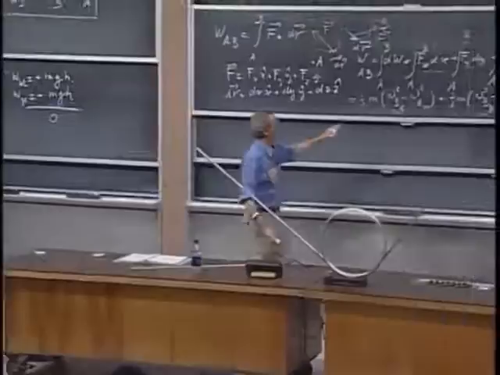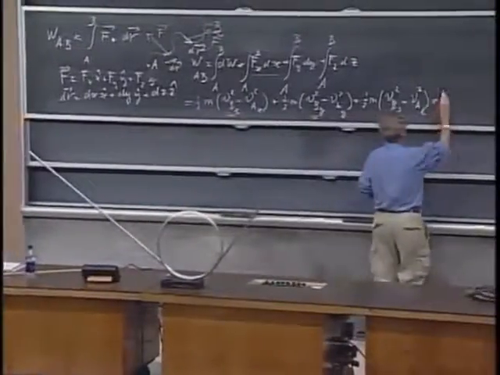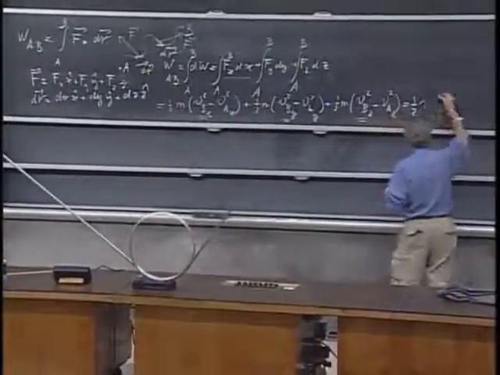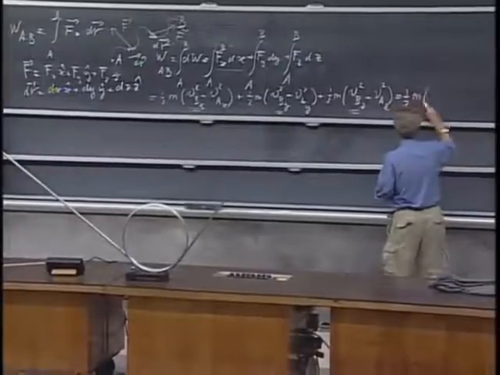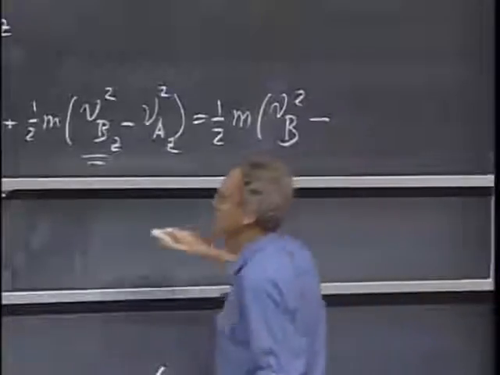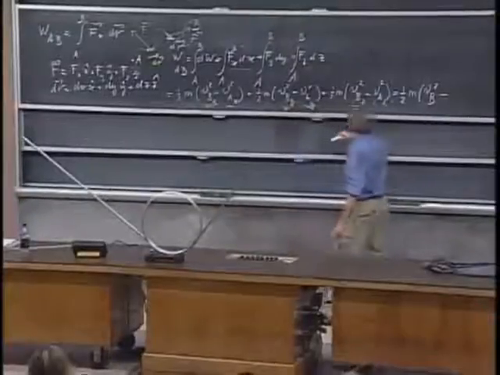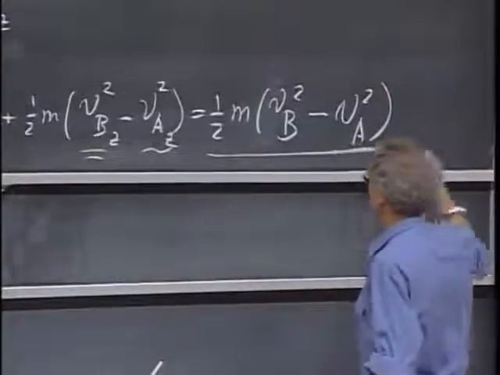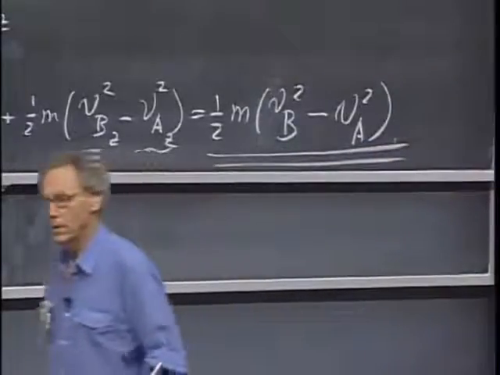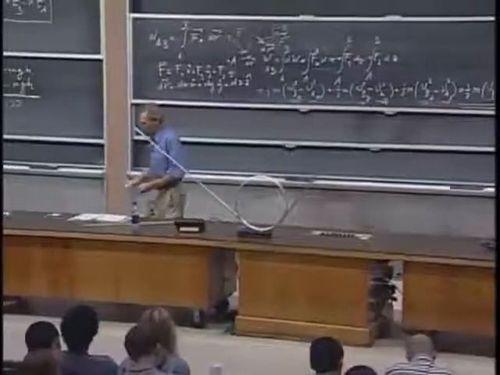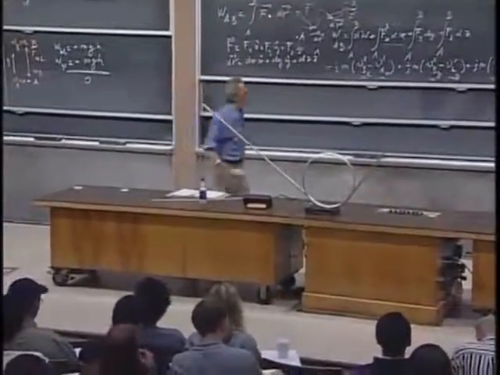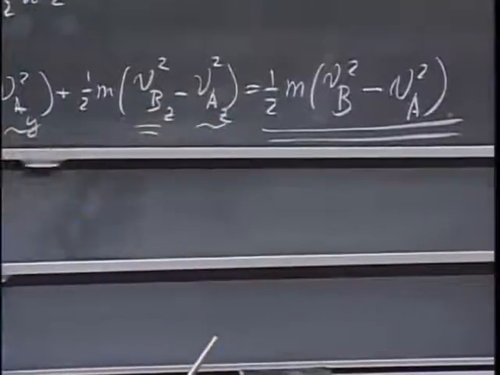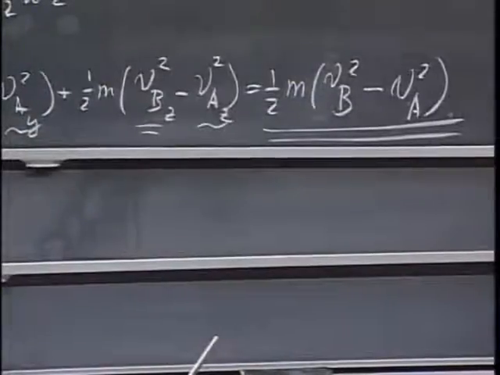So if you add up these three terms, you get vb squared, I lost my m, let me put my m in there, 1/2 m times vb squared, minus va squared, and you get exactly the same result that you had before, namely that the work done is the difference in kinetic energy. You can always think of these as speeds. Velocity squared is the speed. It's the magnitude squared of the velocity.